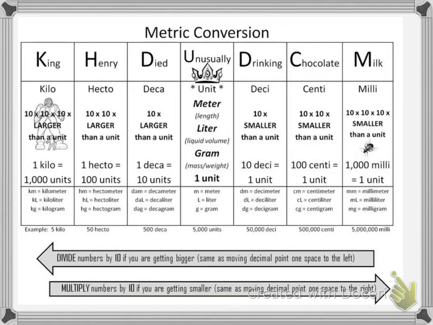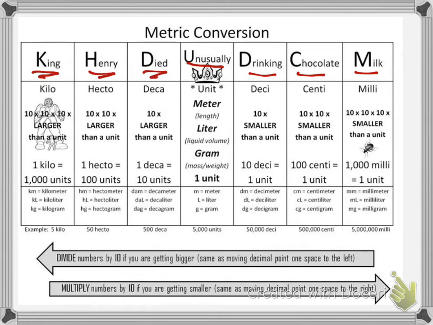Instead of always having to focus on the metric unit chart that you just saw previously, we can use this great metric conversion chart. I love using this one. This one says, King Henry died unusually drinking chocolate milk. Sometimes we say this chart is King Henry doesn't usually drink chocolate milk. But whatever way you like, you could use. I love writing out this chart.